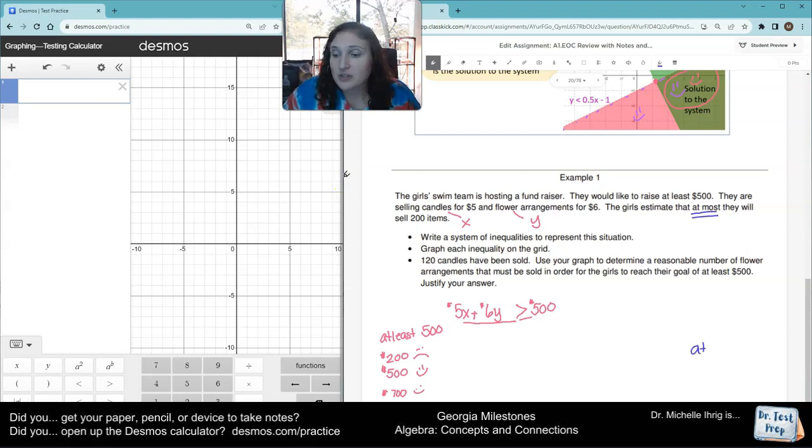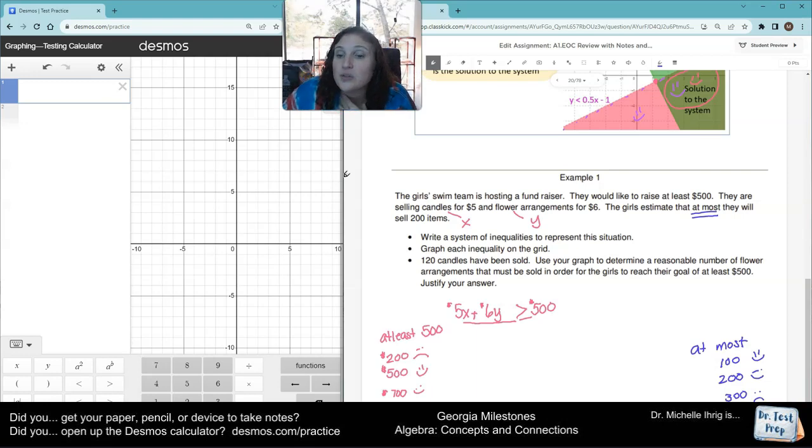Then it says the girls estimate that at most they will sell 200. So at most, if they sell 200 at most, well, 100 is less, 300 is more. So we have to think, okay, at most 200. So if they sell 100, is that at most 200? Yeah, that's less than 200. That's okay. They have enough. If they sell exactly 200, do they have enough? Yeah, because at most they want to sell 200. They don't think they're going to sell 201. They want to plan on just selling 200. So that's okay. Can they do 300? No, they can't. That's too much. They don't have enough stuff.